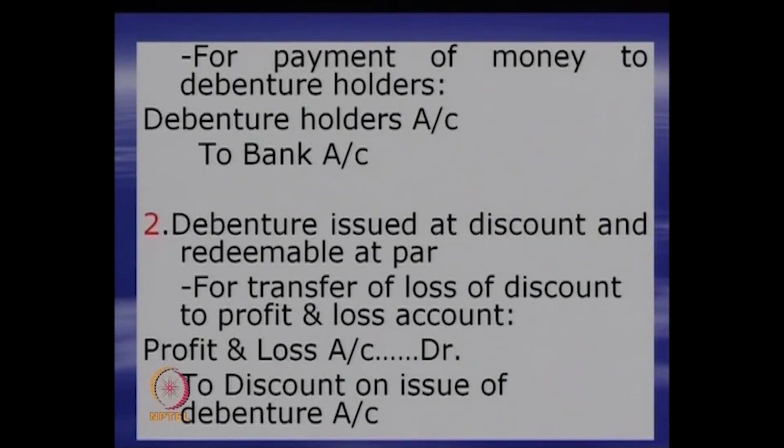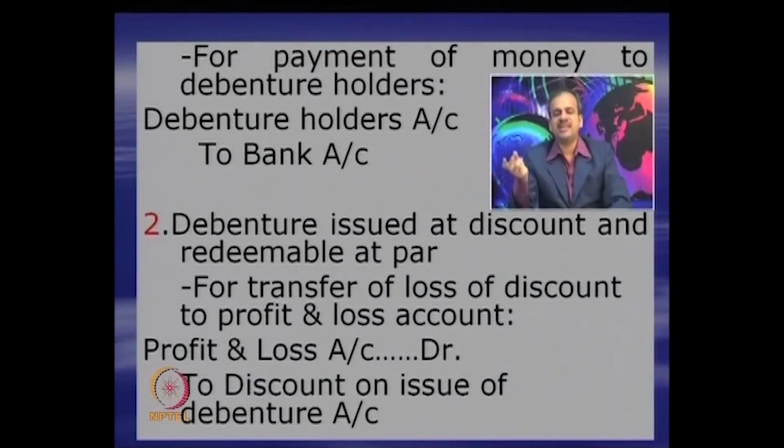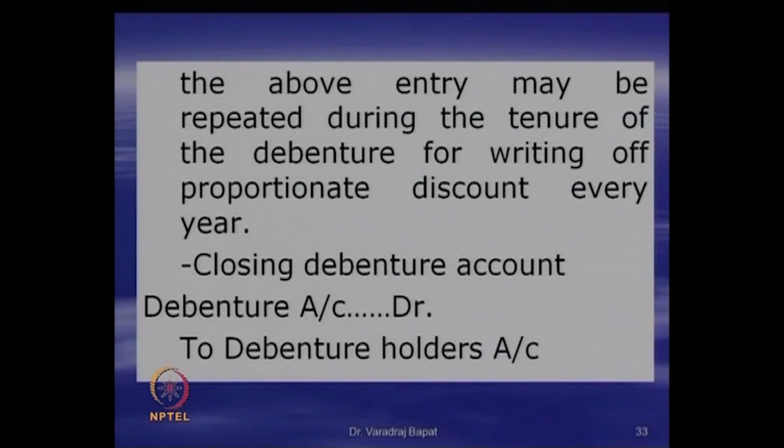The second case is where debenture is issued at discount, but it is redeemed at par. So, you can imagine a case where at issue itself there is a loss. That loss needs to be transferred to P&L account. So, we have P&L account debit to discount on issue of debenture account to record that loss because of discount. When the account is closed, we have debenture account to debenture holders account.